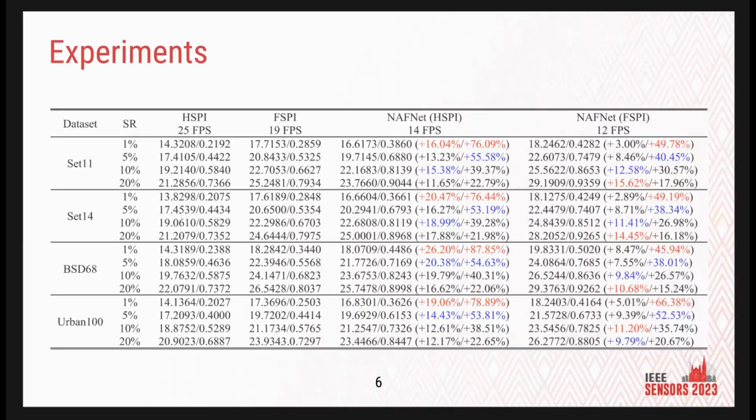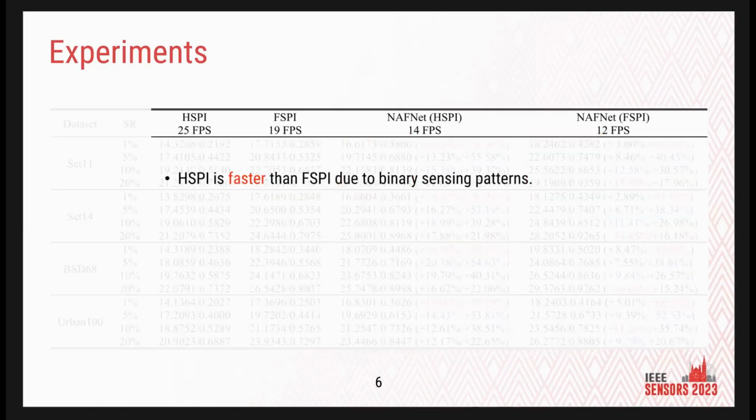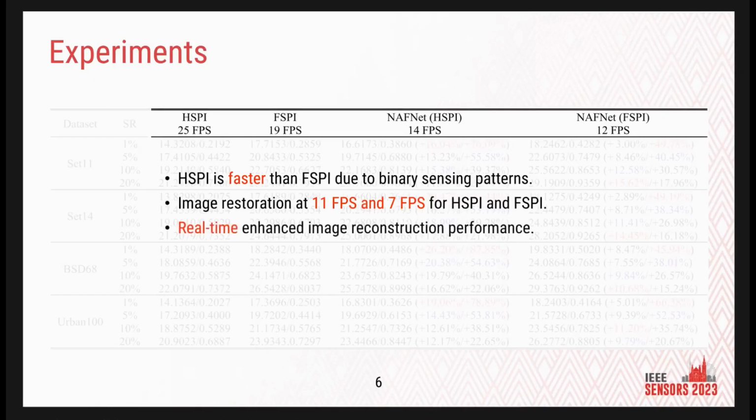Next, the detailed numerical results shown here show that Fourier single pixel imaging is generally better than Hadamard single pixel imaging in reconstruction performance, similarly for their enhanced variants. In terms of inferencing speed, Hadamard single pixel imaging is faster than Fourier single pixel imaging due to its binary sensing patterns. Then, adding the image restoration delay using NAFNet causes an 11 FPS and a 7 FPS drop in NAFNet enhanced HSPI and FSPI respectively. However, we can still achieve real-time imaging performance with enhanced accuracy.